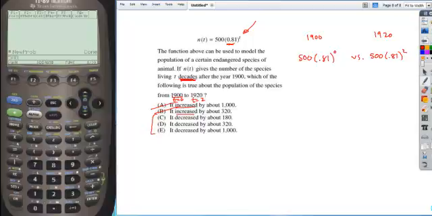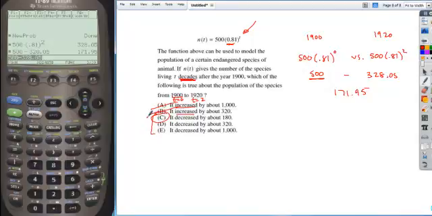So anything to the 0 power is just a value of 1, so 500 times 1 just gives us 500. There's our population in 1900. And if we wanted to calculate in 1920, if we take 0.81 to the power of 2, multiply it by 500, we get our answer to be 328.05. And so if you compare these, you get a difference of 500 minus, we can use this exact amount. So our exact answer would be 171.95, which is closest to answer choice C.